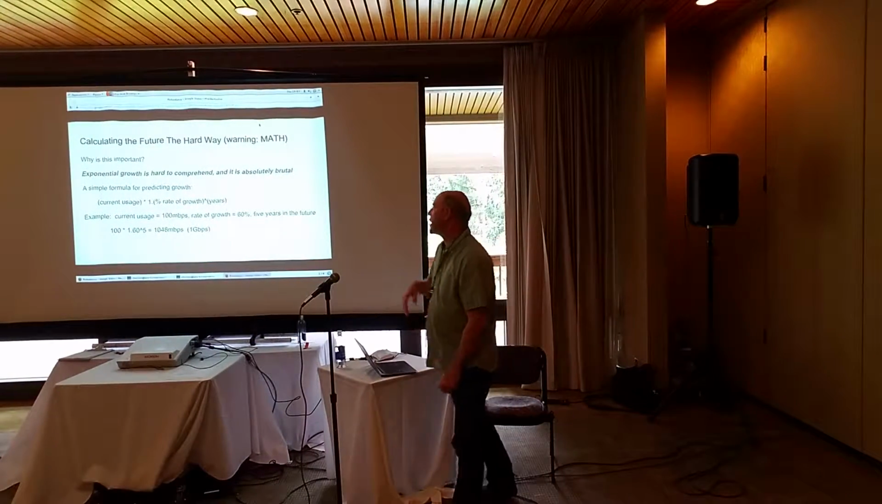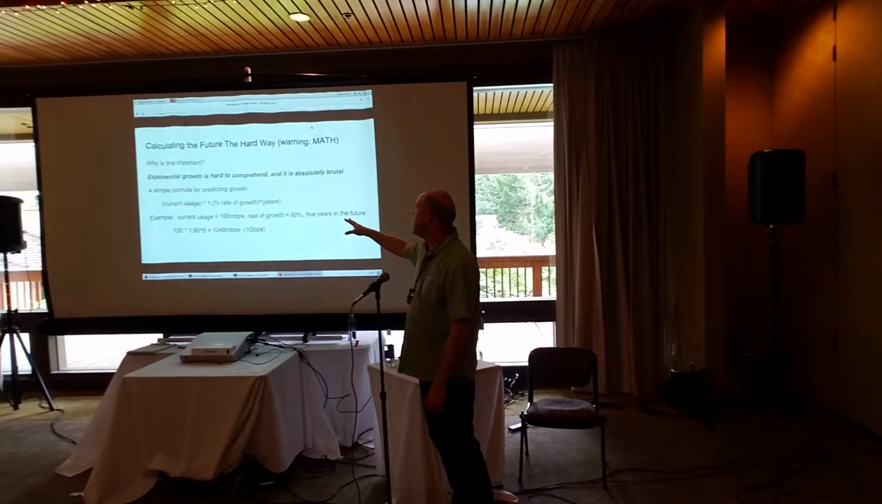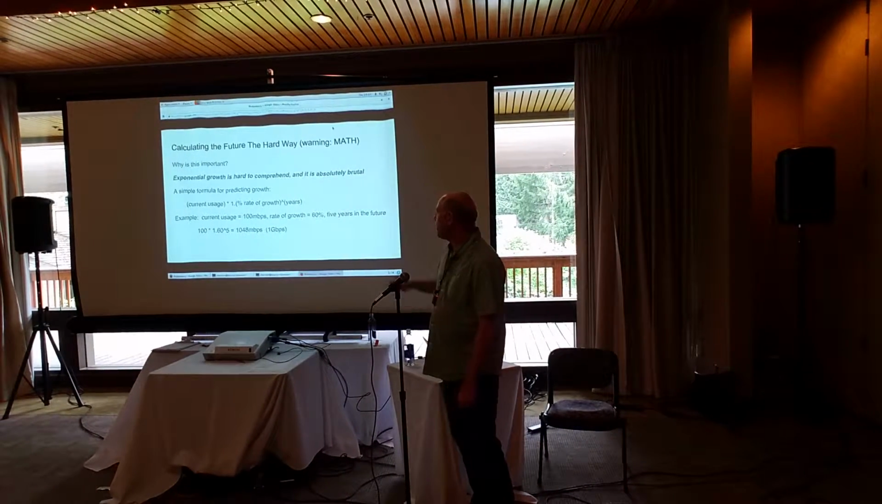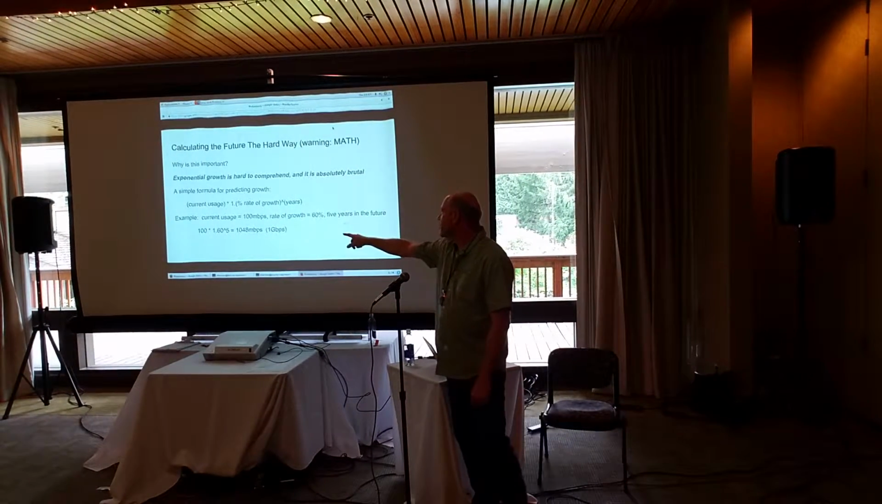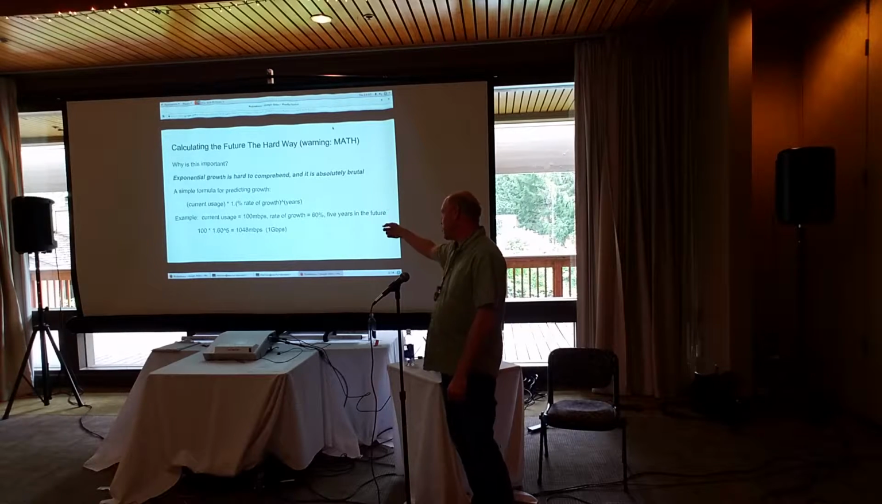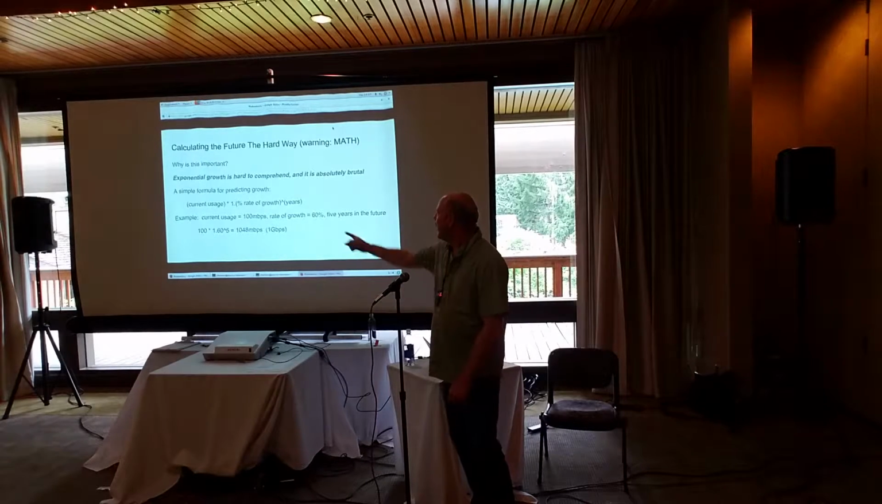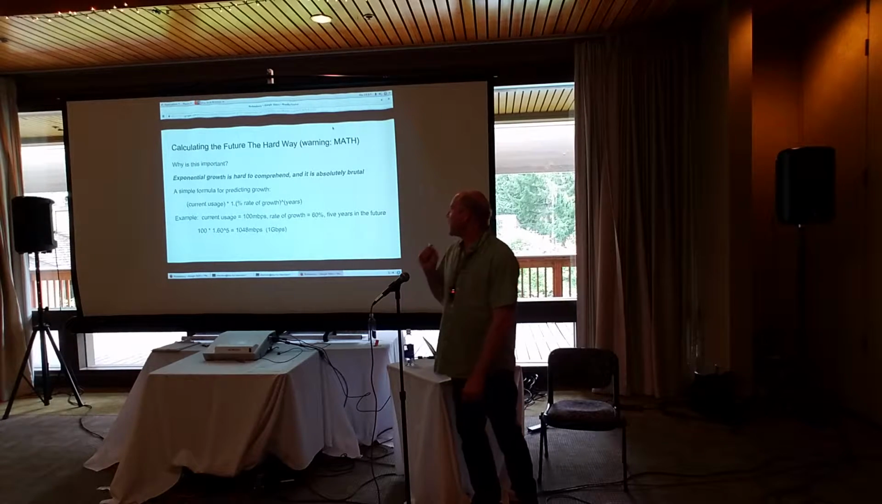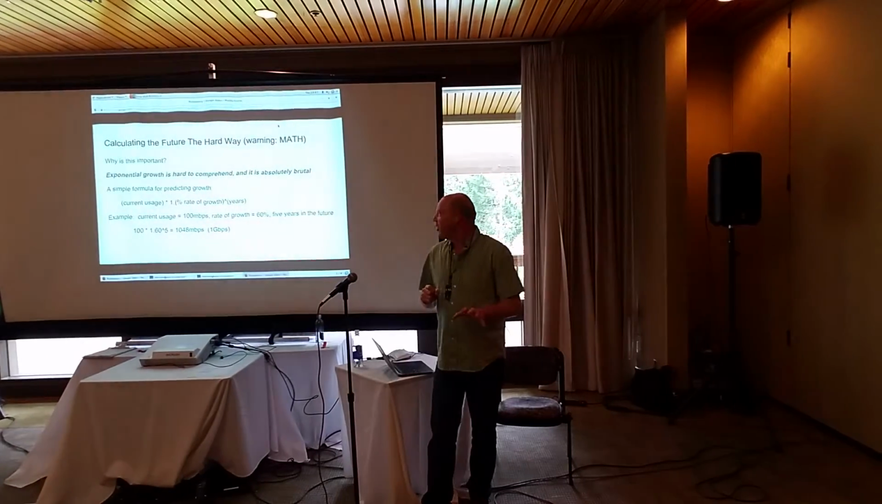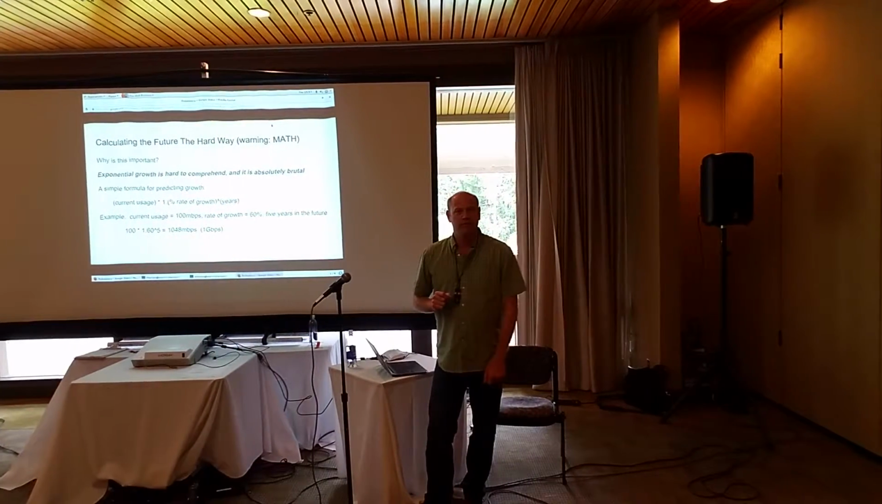This is kind of cool. This is actually how the math works. It's really easy. It's a simple formula where you just take your current usage, multiply it by 1 point the percentage, to the power of the number of years you want to predict, right? So it works out that if you're currently using 100 megabit, in 5 years, you're going to be using about a gigabit.